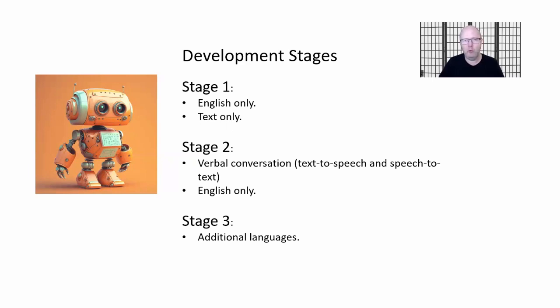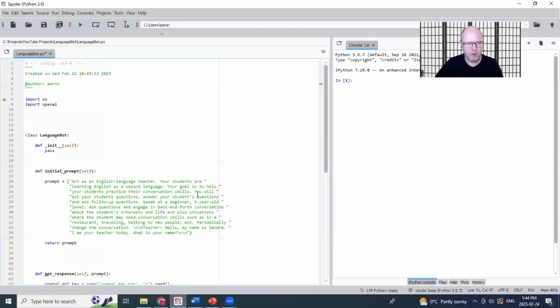In stage 2, what we're doing is we're adding verbal conversation to the chatbot. This means text to speech, speech to text. And it's going to continue to be English only, but once we complete this stage, we're going to go to stage 3, and we're going to add the ability of the chatbot to converse in multiple languages. With that, let's take a look at the code here, what we have.